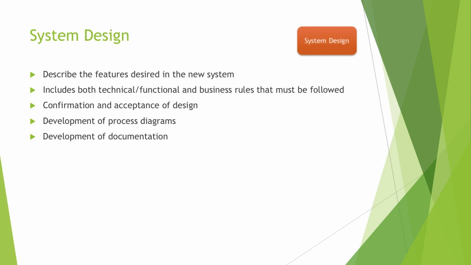You also do confirmation and acceptance of the design. Once you've gone through and designed what you would like your system to look like, you're going to show it to the end users, the subject matter experts, etc., to get confirmation that they're in agreement that what you've designed should fulfill the requirements. And then you get acceptance, which is official approval from your stakeholders that yes, they agree this is what the design will look like.